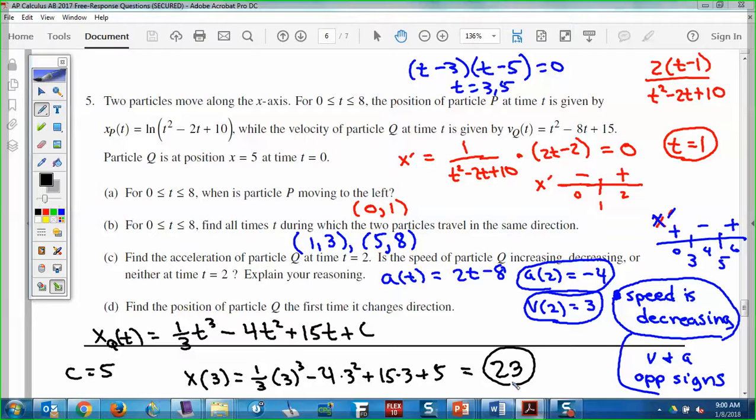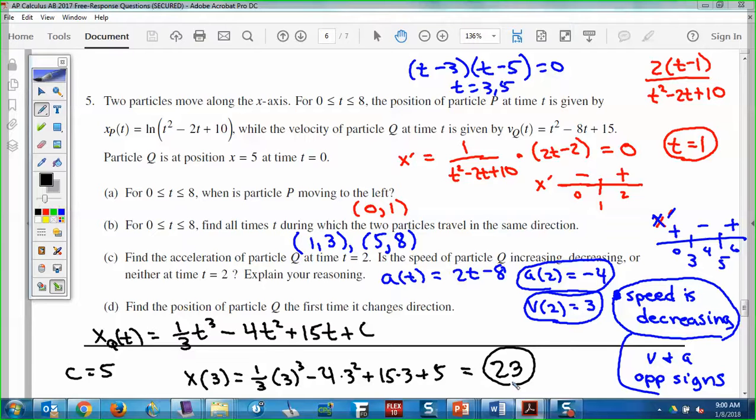Where are the two particles going in the same direction? So you know when P is moving left and right, and now you just got to do the same thing for Q, but you already have a velocity on that, right? So you just set that equal to 0, see when it stops, and do a number line for it. So you have a number line for Q, and a number line for P, and then you can tell when they're going the same direction. Find the acceleration of Q at time 2. So you're going to need what here?